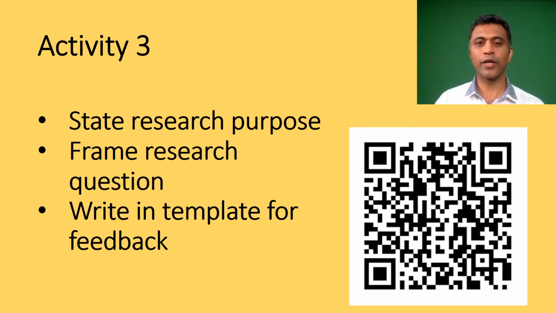Let us do an activity. On the topic and problem selected in the earlier activities, state the research purpose, where you want to do this research, and frame the research question. Use the same Word file as in previous activities and please send it to me. If you do not have the Word file, scan the QR code and access the Word file as before and follow the instructions. Pause the video for scanning the QR code.